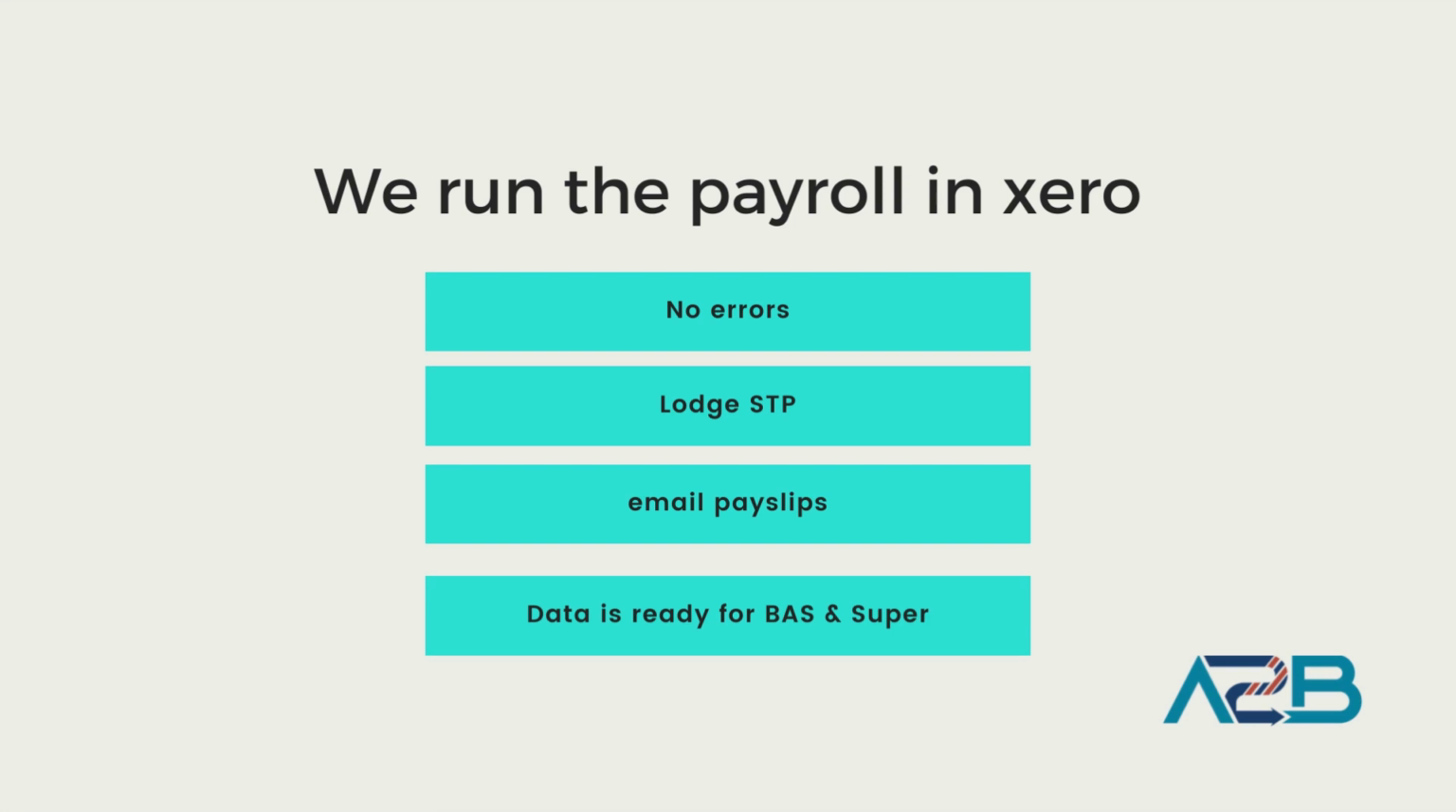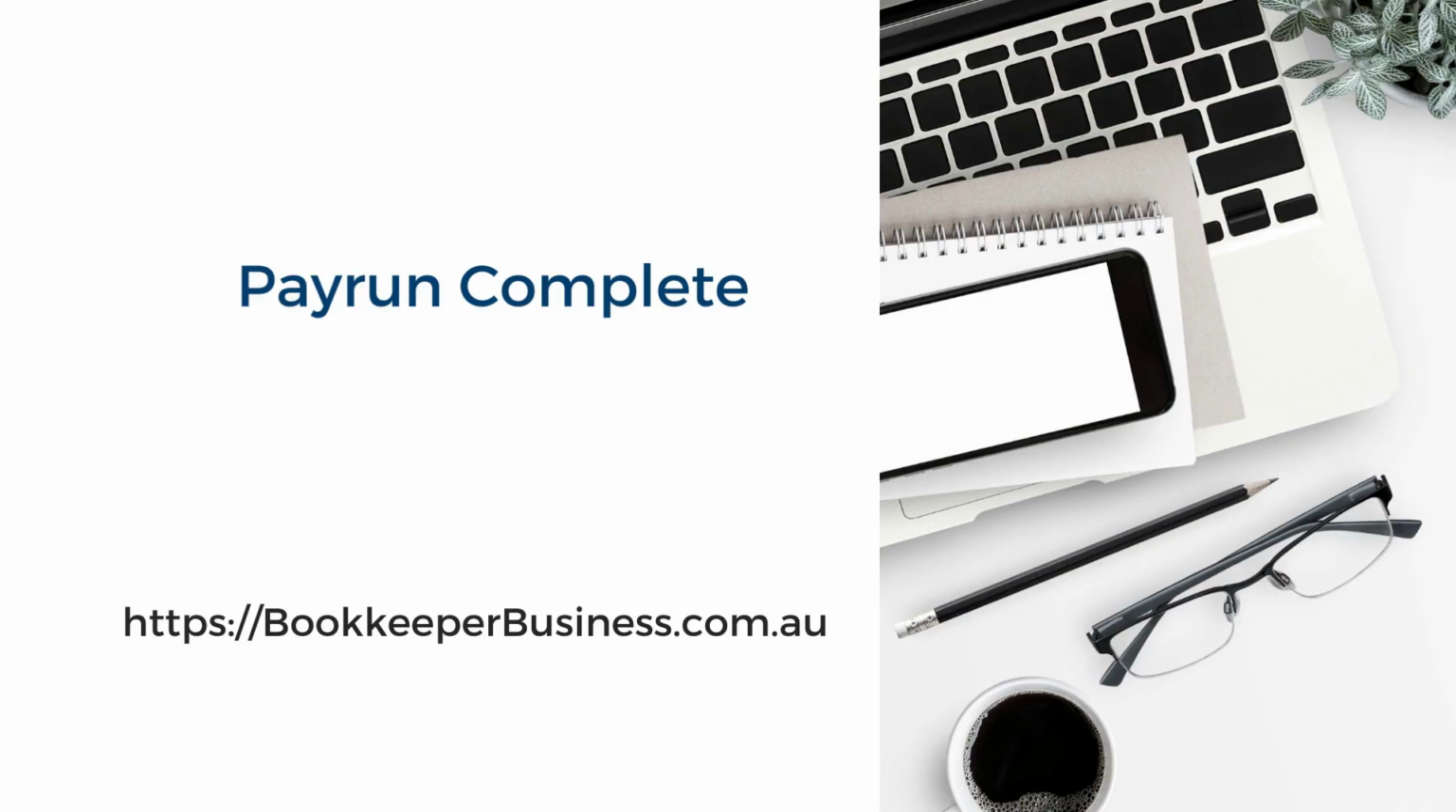We will lodge your single touch payroll with the ATO. We'll email pay slips both to you and to the team member. And then we have your data all ready for your BAS and your super. So all those complicated things that are really difficult to do in a payroll system, we will do those things for you, and you will be compliant. And you won't need to be embarrassed if you make a mistake with your team member, because there just won't be a mistake. It'll be coming from our office.